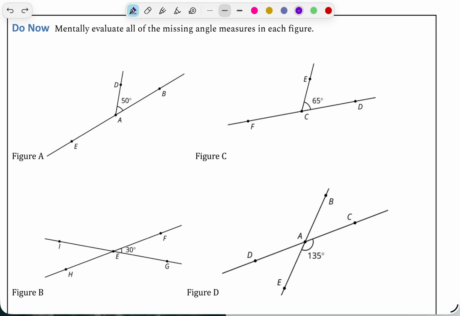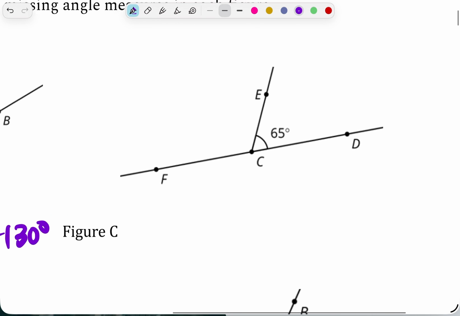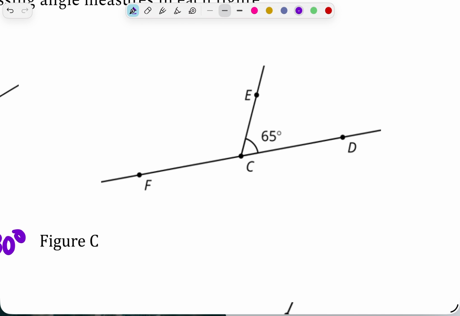So mentally, you could think that what plus 50 equals 180 degrees? You could say 130 degrees. You basically do 180 minus 50 to get 130. What's next? Figure C on the right. 180 minus 65 degrees is 115 degrees.